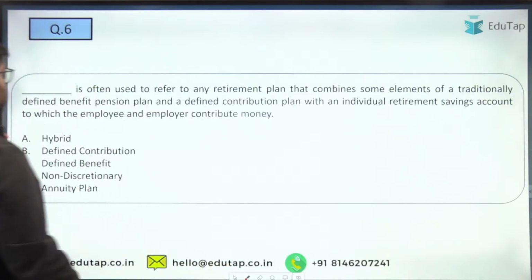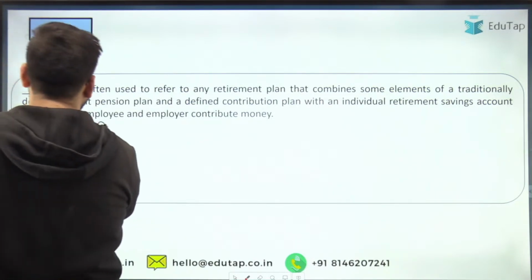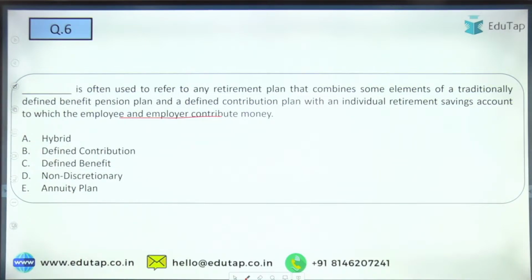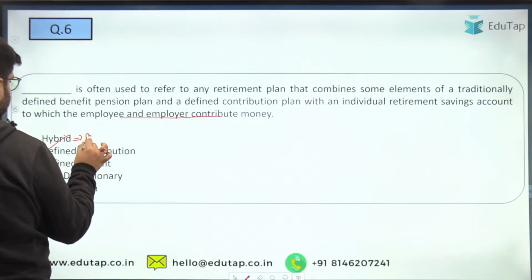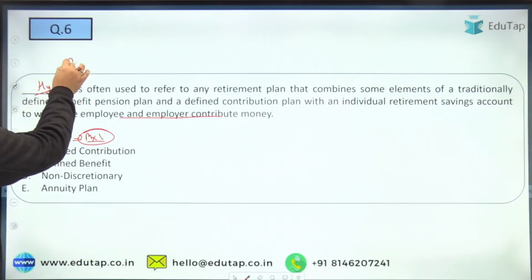Okay. Next question. Dash is often referred to any retirement plan that combines some elements of a traditional defined benefit pension plan, some of a defined contribution plan, also with a retirement savings account to which the employee and employer contribute money. Please answer this particular question: if your plan has features of defined contribution and also features of defined benefit, then definitely it is known as hybrid. Hybrid basically is a mixture of two. So definitely your answer over here will be hybrid only, which is your option number A.